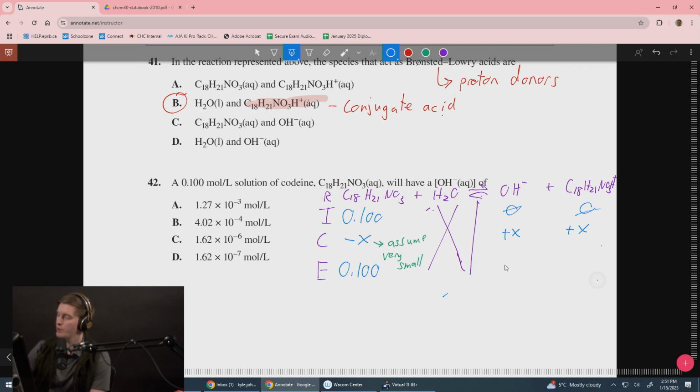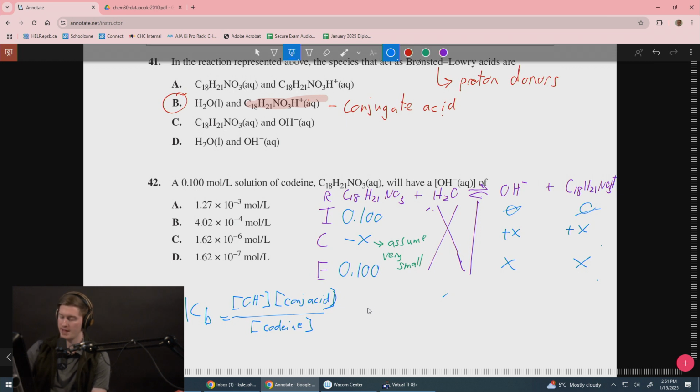But we do want to find out what x is, and the final concentration of our hydroxide and our conjugate acid is going to be x. Our equilibrium expression, Kb, is going to be our concentration of our hydroxide times our concentration of our conjugate acid, all over the concentration of our codeine.